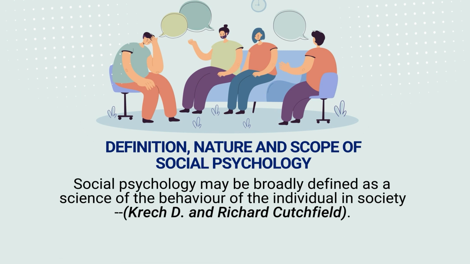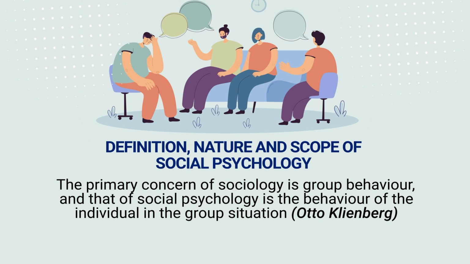The first one, dear learners, social psychology may be broadly defined as a science of the behavior of the individual in any given society. This definition has been given by Krech, D. and Richard Crutchfield. Another definition, let us have a look. This definition has been given by Otto Klineberg, and he says that the primary concern of sociology is group behavior, and that of social psychology is the behavior of the individual in the group situation. So, here the important point is behavior of the individual in the group situation.